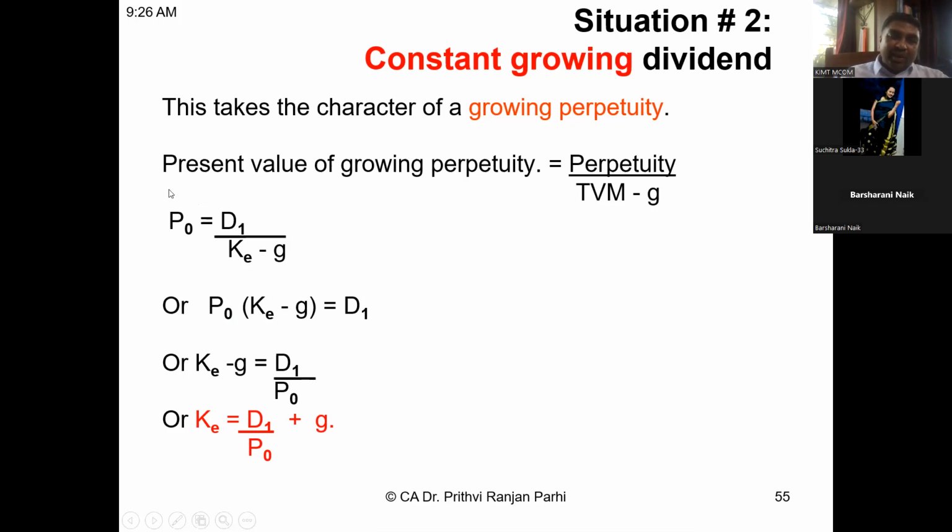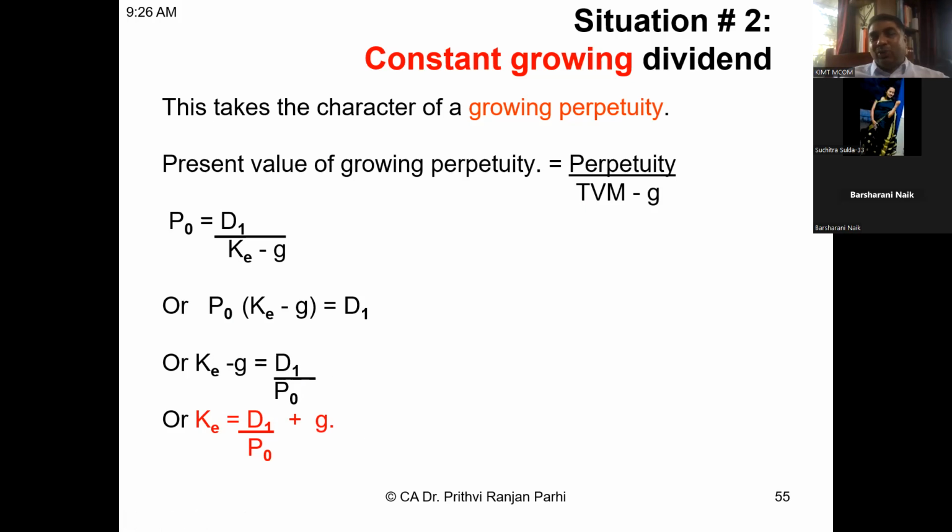So if this is the formula, P0 is equal to D1 by KE minus G, by using this formula we'll find out what is KE. We're interested to know KE, that is, KE is the cost of equity. If you solve this equation, P0 multiplied with KE minus G is equal to D1, or KE minus G is equal to D1 by P0. Now you can get KE is equal to D1 by P0 plus G.